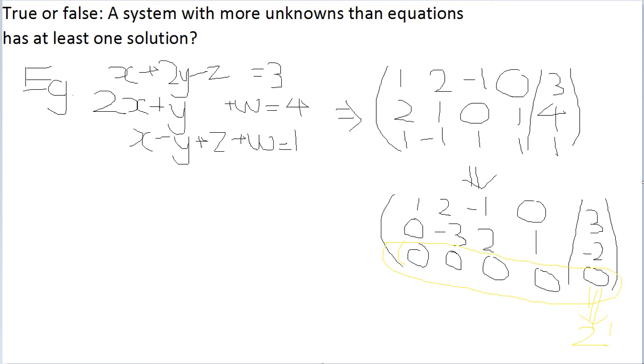Hence, it's not right to say that a system with more unknowns than equations has at least one solution. This only applies if the system has consistent equations.